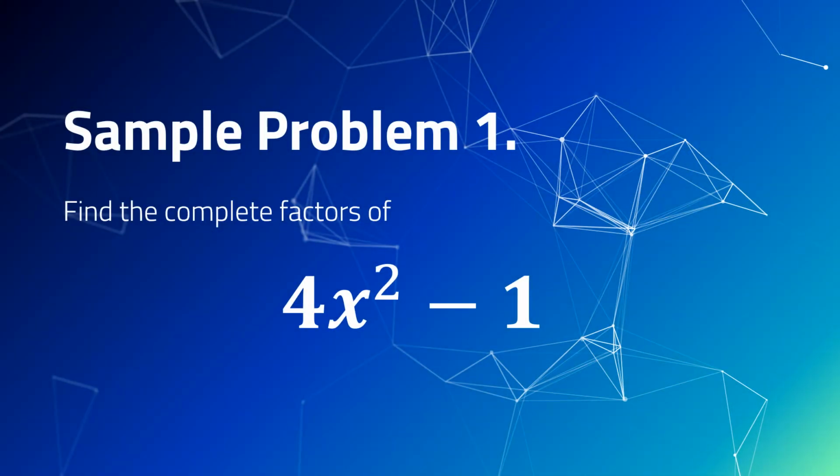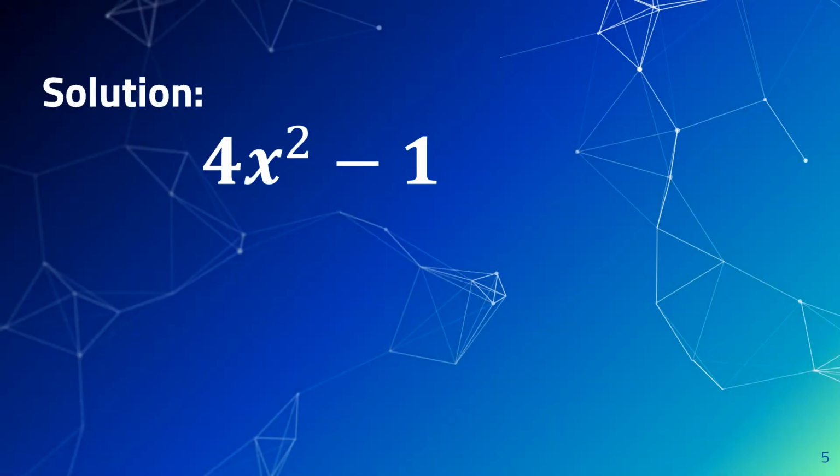Example problem number 1, we are going to find the complete factors of 4x squared minus 1. The first thing you're going to do is get the square root of each term. The square root of 4x squared is 2x. There are two possible answers, negative 2x as well as positive 2x, but in this case we just get the principal root, which is the positive square root. So the principal root of 4x squared is positive 2x.